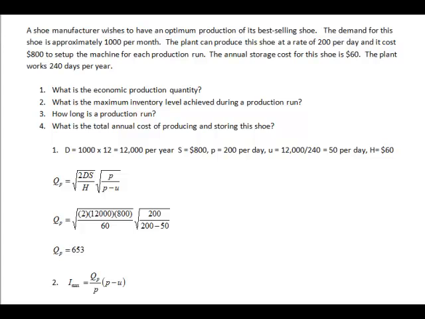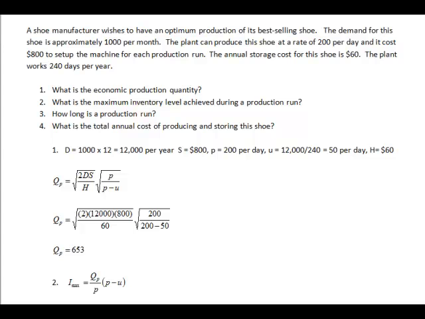So our variables are, D is, once again, annual demand. So if we have a monthly demand of 1,000, 12 months in a year, that gives us an annual demand of 12,000. Our setup cost is defined to be $800. Little p represents the production rate at which we produce shoes. We can produce 200 pair per day.